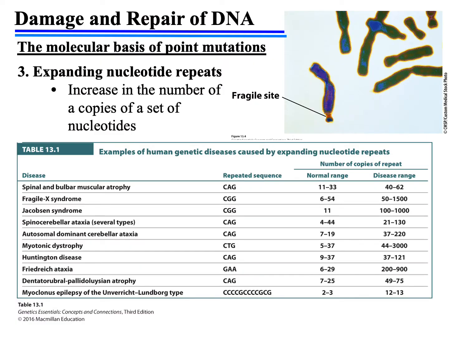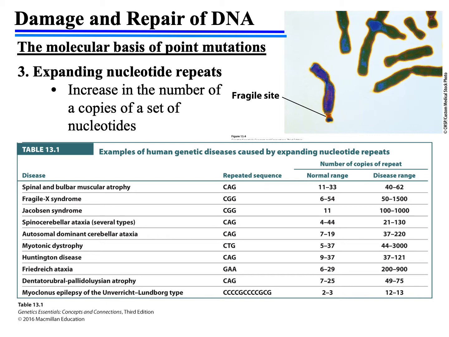A third way that point mutations can occur is what's referred to as expanding nucleotide repeats. There are certain genes that have codons that are repeated multiple times within the gene in their normal circumstance. So if you look at this table, we have a number of different disorders listed here where the number of repeats of a given codon is altered from the normal range.